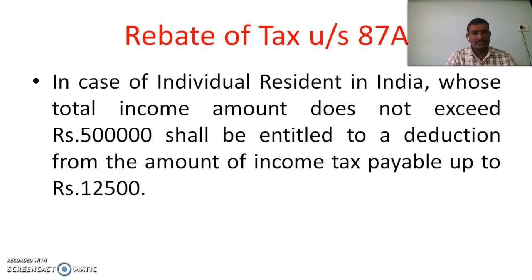Dear students, if an individual has total taxable income not exceeding rupees 5 lakh, then he is eligible for a deduction under section 87A up to rupees 12,500. For example, if any individual has taxable income less than 5 lakh, up to 4,99,999, then he is entitled to a deduction on his income tax. Whatever tax he is liable to pay on income in excess of 2,50,000 and up to 5 lakh will be exempted. That is, he is eligible for the deduction.